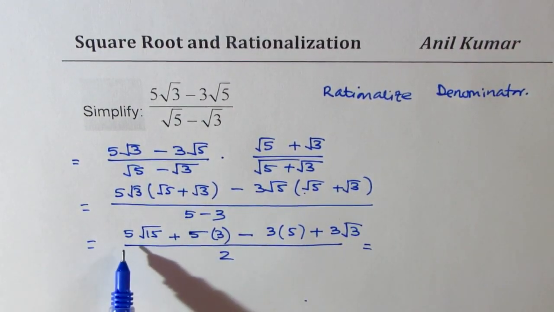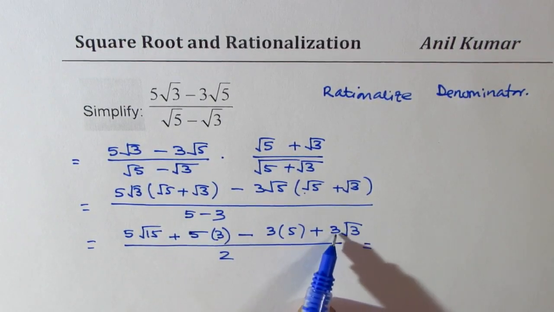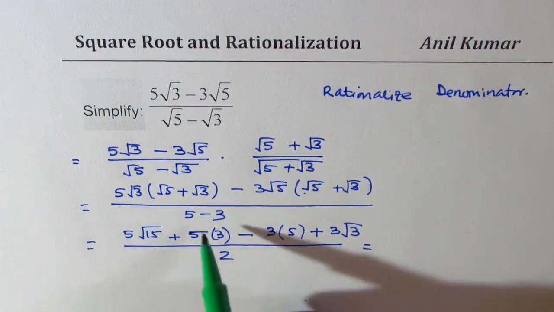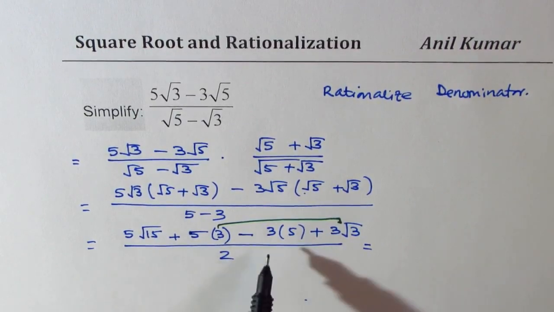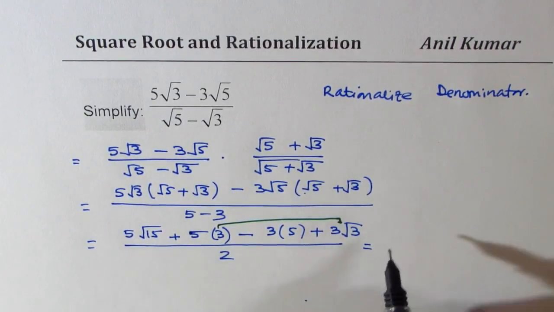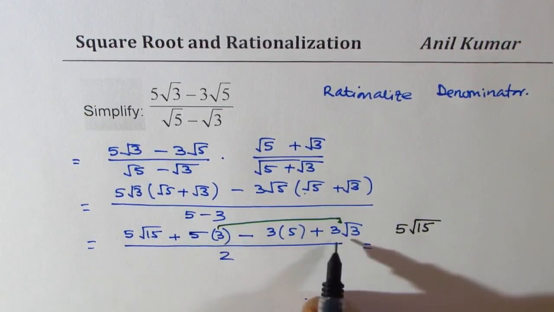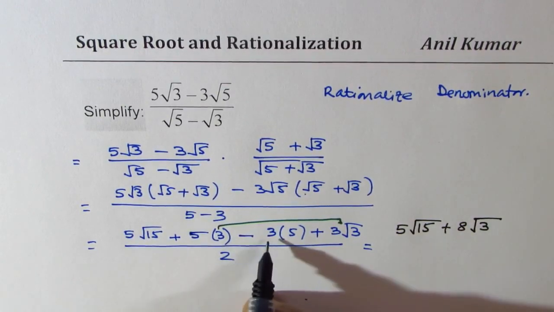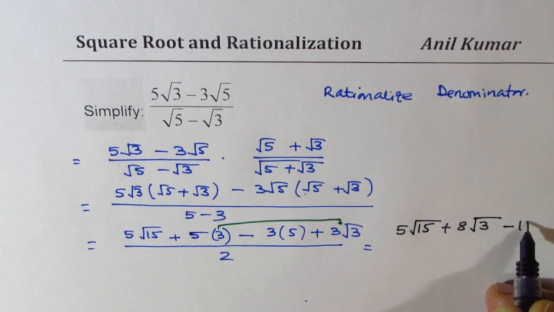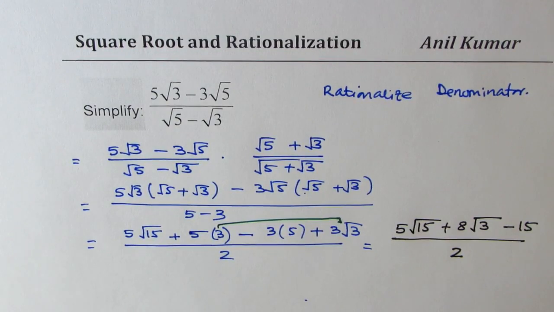Now, we have 5 square root 3 and 3 square root 3. That could be simplified. So we could combine these two expressions and write a simplified version. The others will remain as such. So we have 5 square root 15, and when you combine these, 5 plus 3 is 8, we get plus 8 square root 3, and 5 times 3 is 15, so minus 15, divided by 2. So that becomes the final simplified version of the given expression.